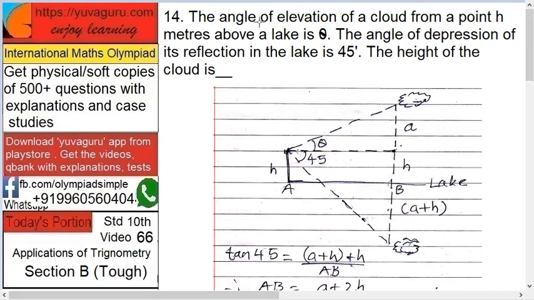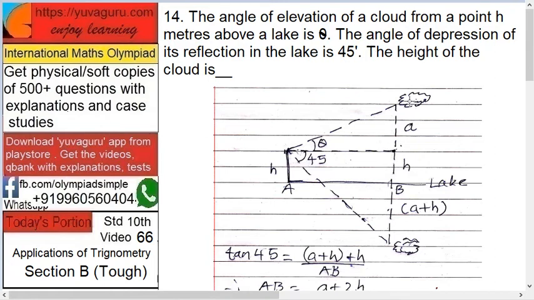Next, the angle of elevation of a cloud from a point h meters above a lake is theta. Means what? See, this is a lake, then there is a height h. Now if I stand here and look at the cloud, then the angle of elevation is theta. The angle of depression of its reflection in the lake is 45 degrees.